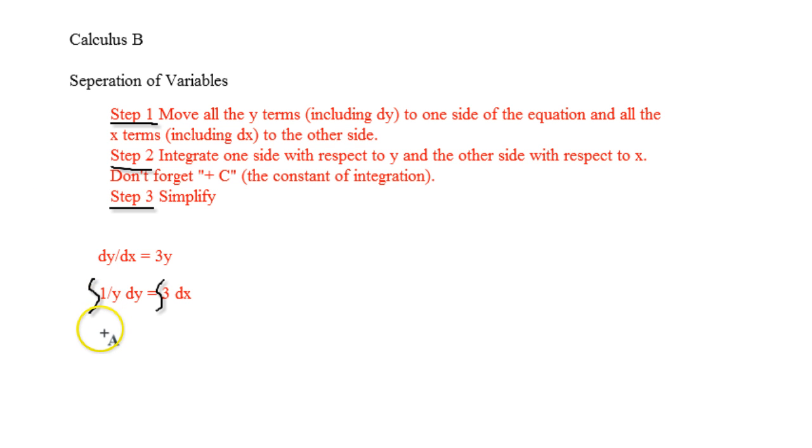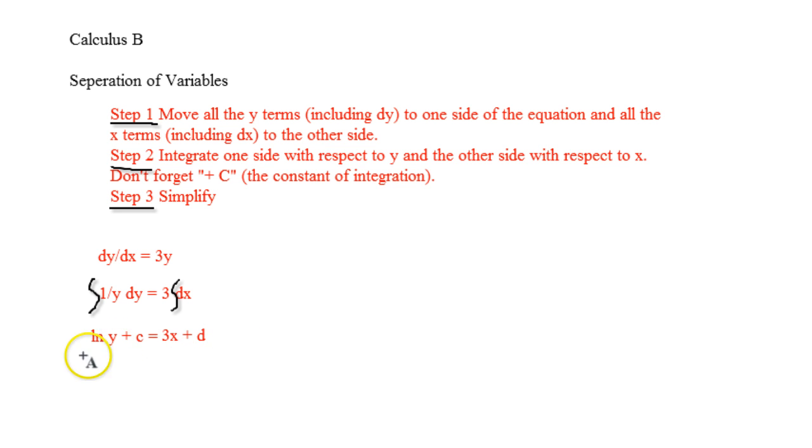On this side, this is going to be the natural log of y, plus c, equals, well, that 3 we're actually going to move out of this integration right here. So you're integrating the dx, which is going to be 3 times x, plus another type of c. It would be d. This is the d I'm talking about.